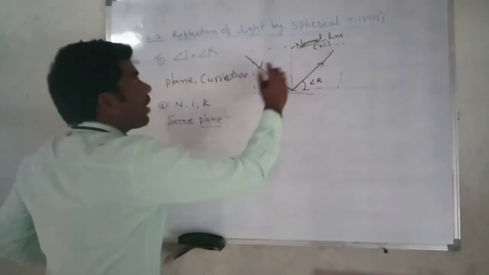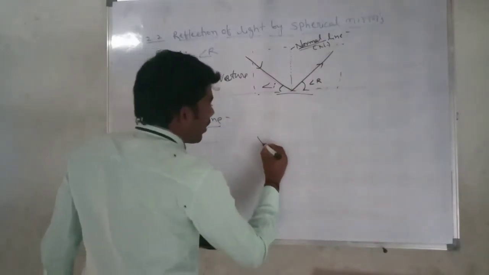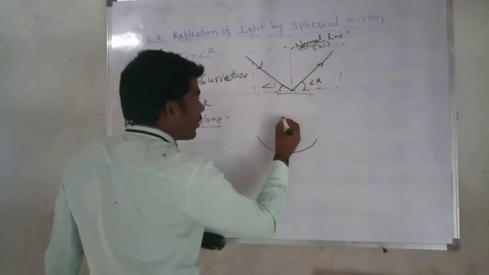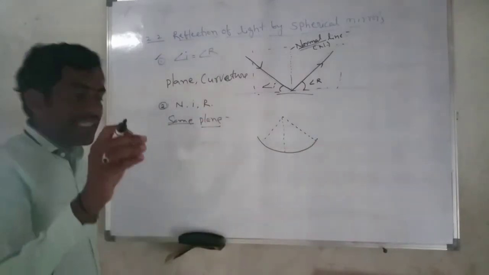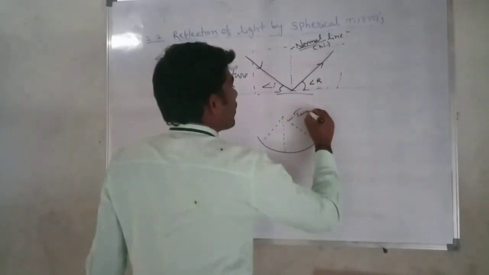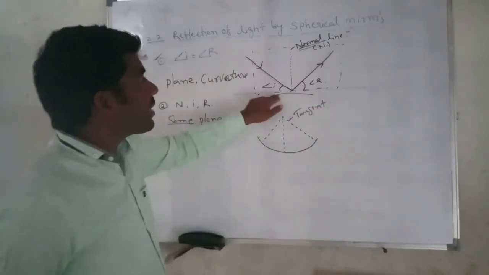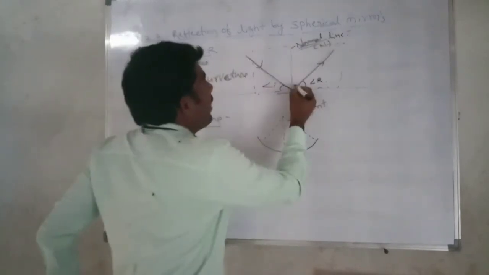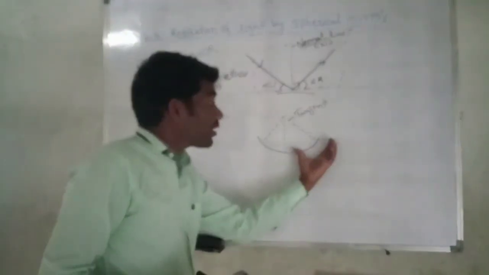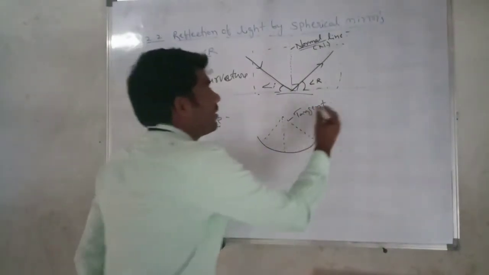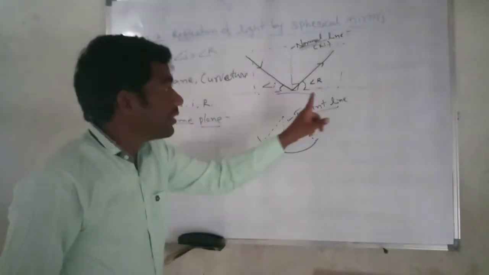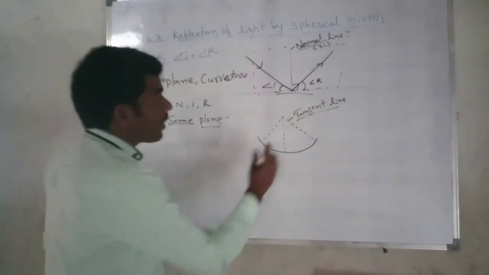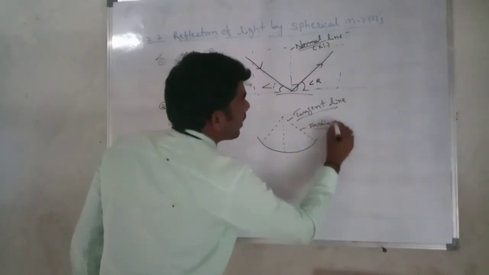And then you take a plane surface. For the plane surface, the normal ray is taken at 90 degrees. But for the curvature surface, the normal line is taken along the radius, and the tangent line is perpendicular to it. This normal line always lies along the radius of the curvature. This is the most important point.